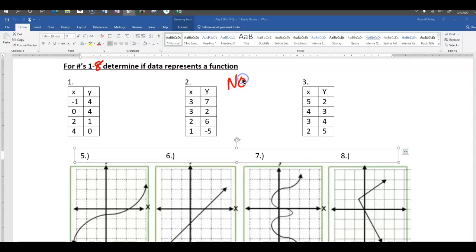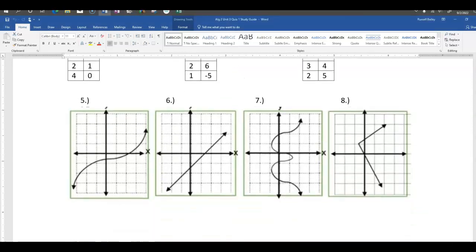And the reason it's not a function is because we have a repeated value in the x column, which means that 3 has two different outputs. A function is a relationship between two variables where each input has only one output. And so we can see here that 3 has two different outputs. It has 7 and 2 as an output, so that's a no.